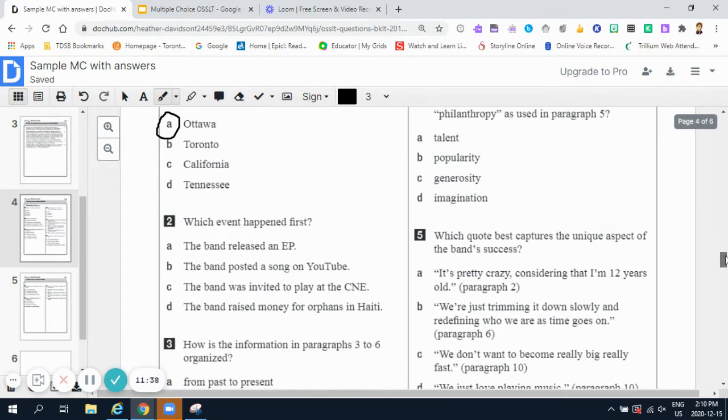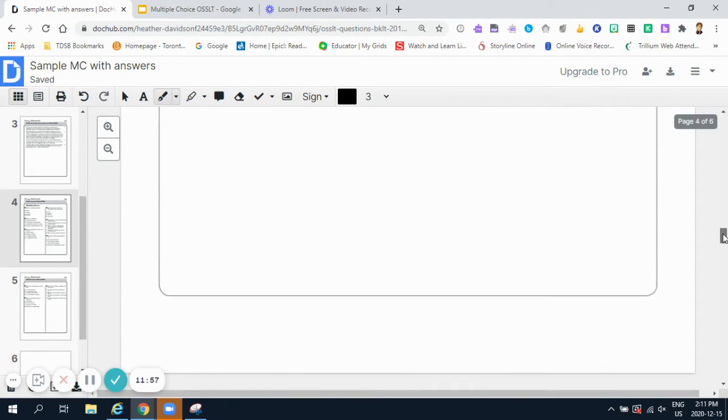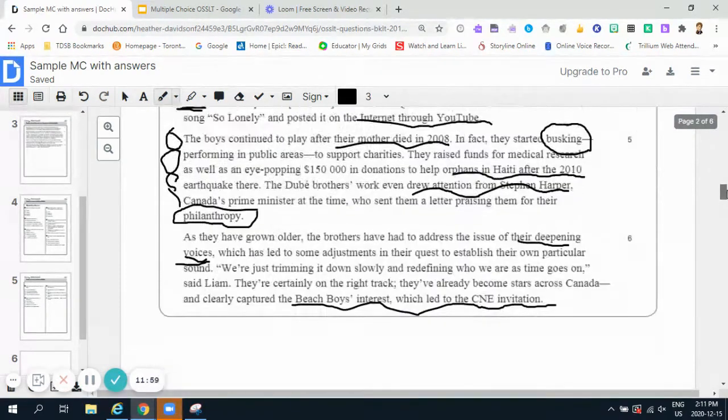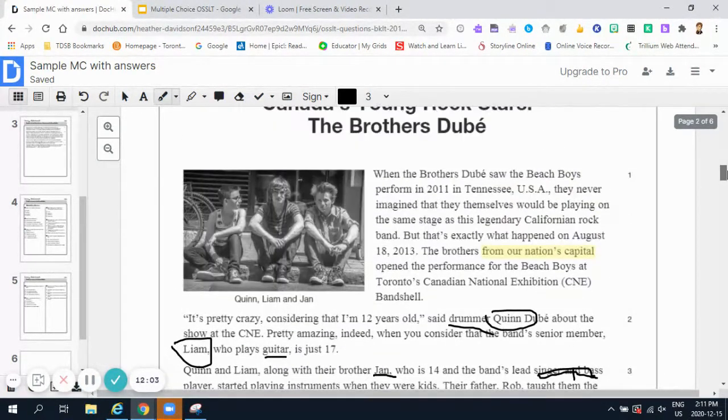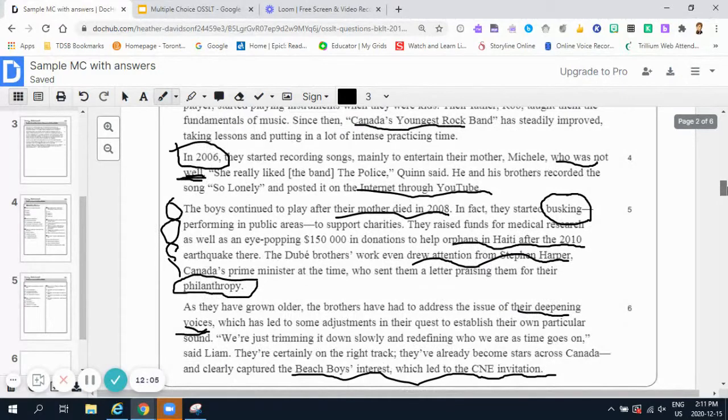Which event happened first? The band released an EP. The band posted a song on YouTube. The band was invited to play at the CNE, or the band raised money for orphans in Haiti. And remember, as I was making notes, I highlighted different events. And if I go back, I remember it said something about YouTube. So let's see, did I make comments on that? So that I don't have to reread the whole thing.